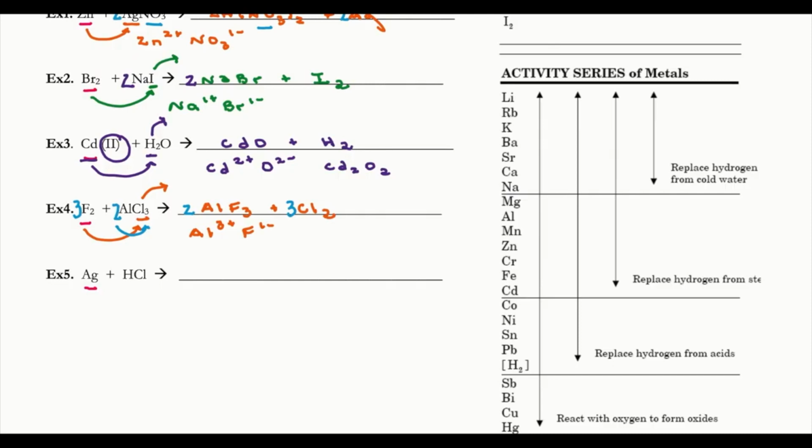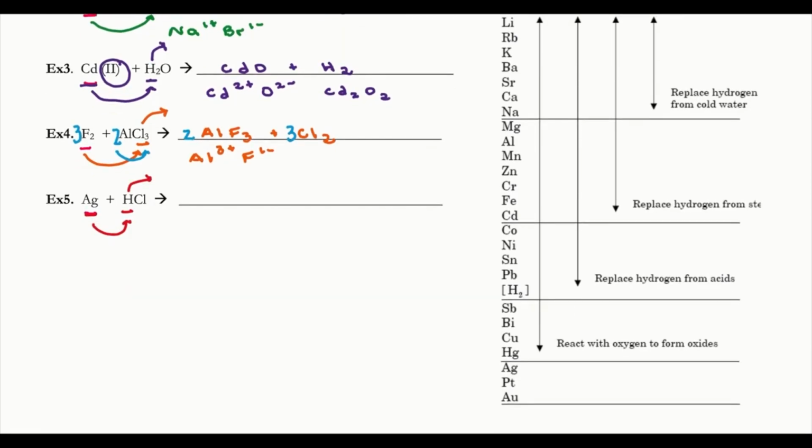For the last one, silver reacts with hydrochloric acid. So silver has a positive charge as an ion, so it will kick out another positively charged ion. Okay. If you notice, silver is here on the activity series while hydrogen is here. So silver is actually lower on the activity series than hydrogen. So if I put silver in hydrochloric acid, you would not see anything. There would be no reaction.